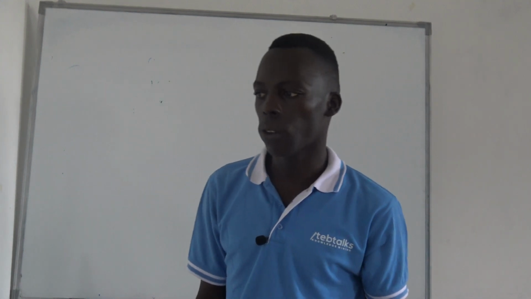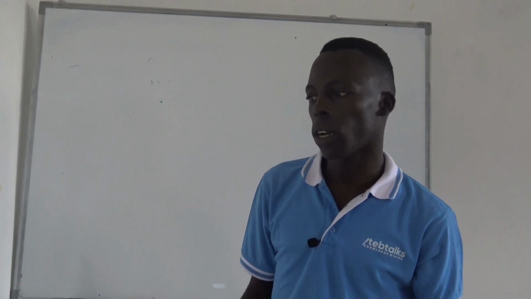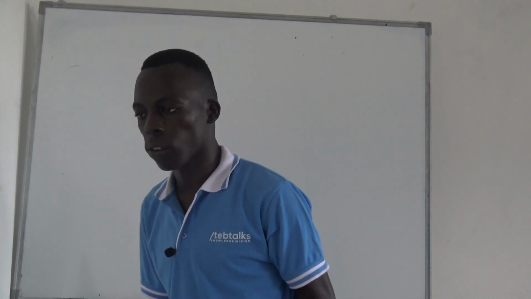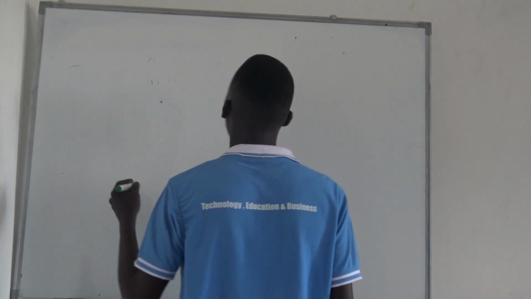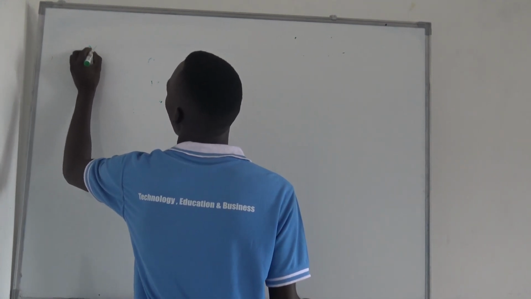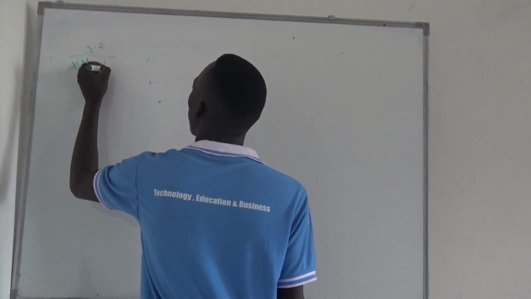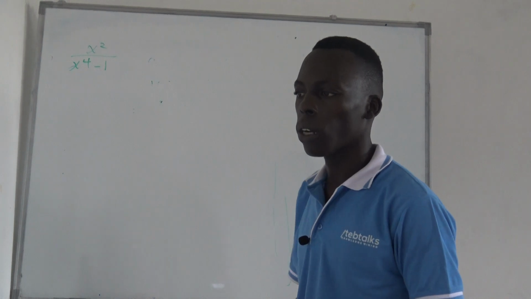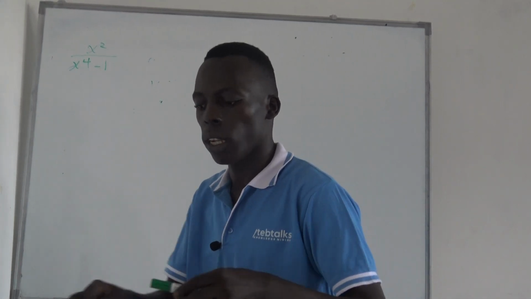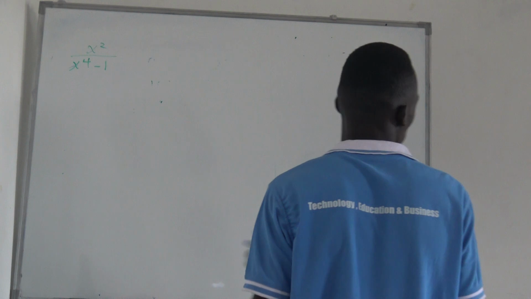So from there we shall continue with the other questions like that. Now for this case, let us first see how we can deal with a question like this. If they say x squared out of x power 4, then minus 1, how can we deal with a question like this? And they say express in terms of partial fractions.